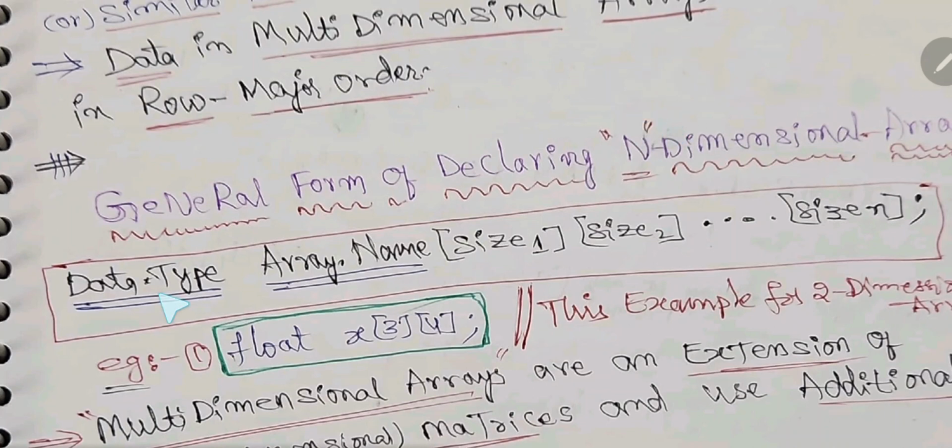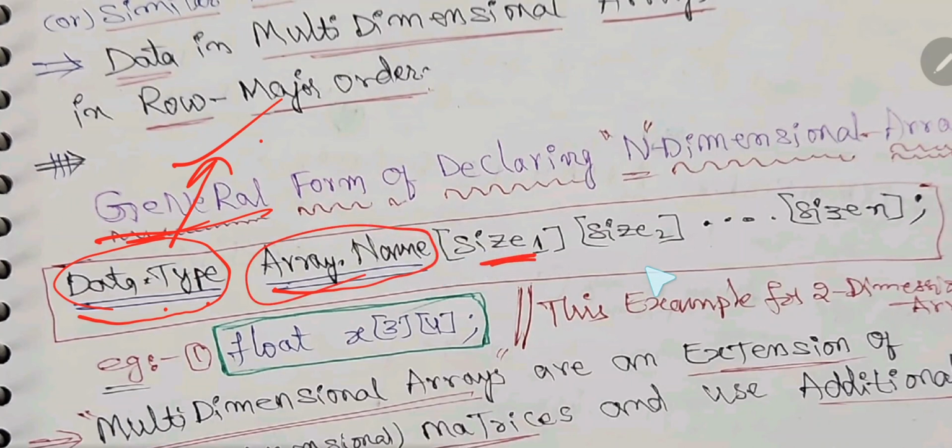The generic syntax is: data type. Generic means general words are there. The data type can be anything, int, float, char; since it is not specified, it is called generic, just like a generic medical shop. Data type, then array name, then array size 1, size 2, up to size n. This is the multi-dimensional, n-dimensional array.